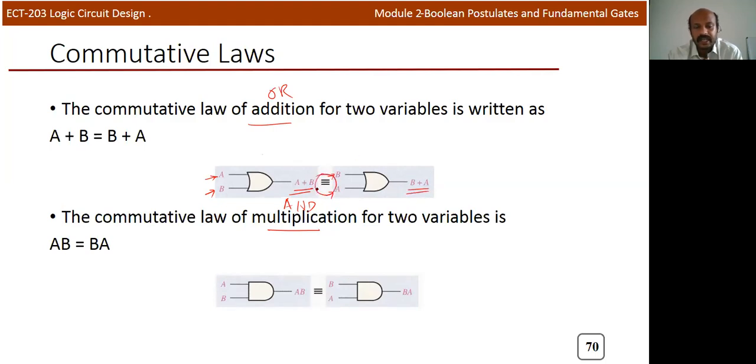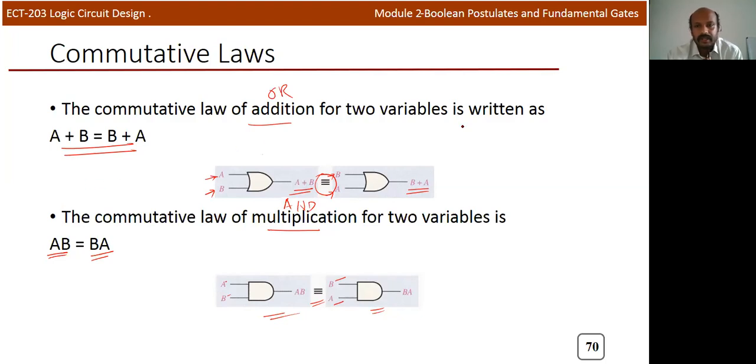This symbol is actually indicating equivalent, so these two operations are equivalent, so we can write A plus B is equal to B plus A. It's very simple. Similarly the AND operation, AB operation is equal to BA, so these two circuits are equivalent. If you apply input A first, B second, and instead of that if you are applying B first then A second, you will get BA, so both are the same. That's why it's known as equivalent. It's a very simple law and it is known as the commutative law.